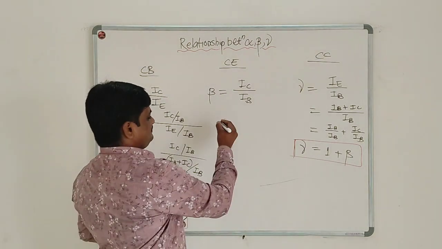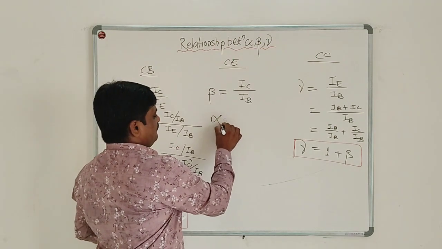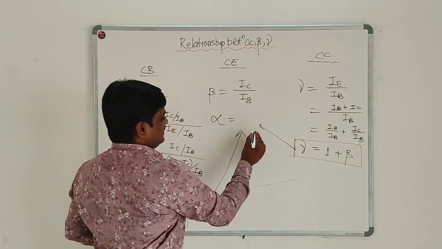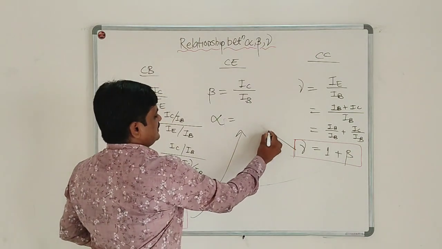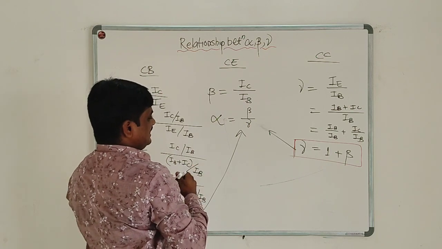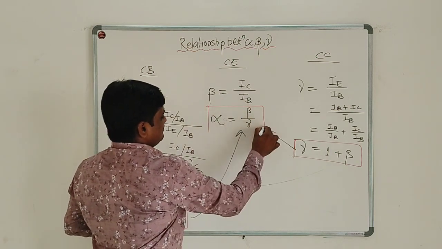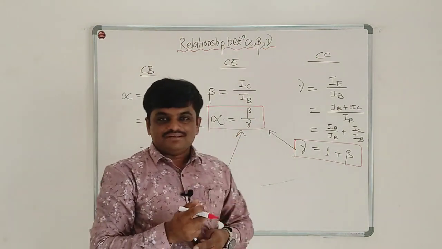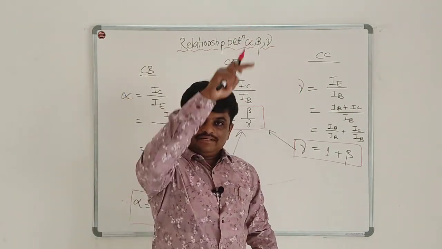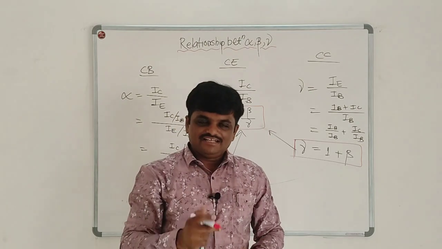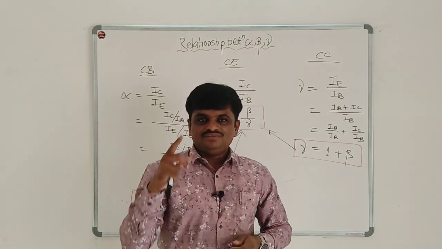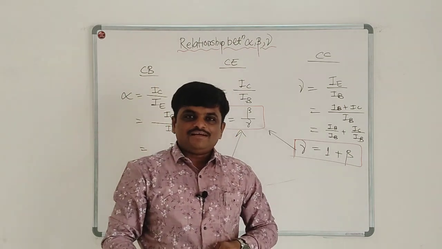So what will I get? If I consider this equation and this equation, alpha is equal to beta divided by gamma. This is the relation which I remember: alpha is equal to beta divided by gamma, and gamma is 1 plus beta. So that is why alpha is equal to beta divided by 1 plus beta.